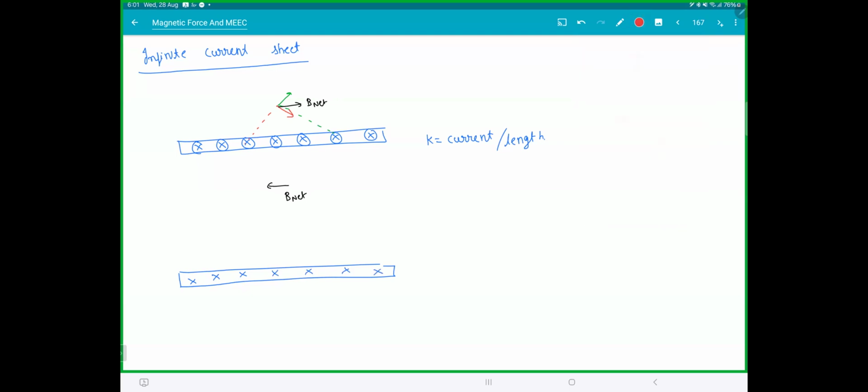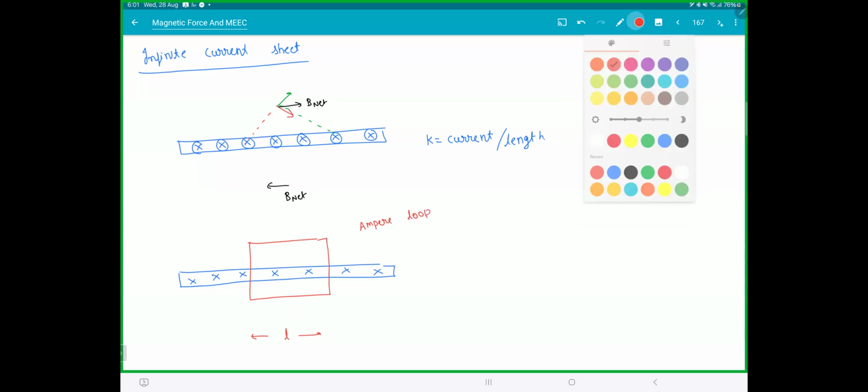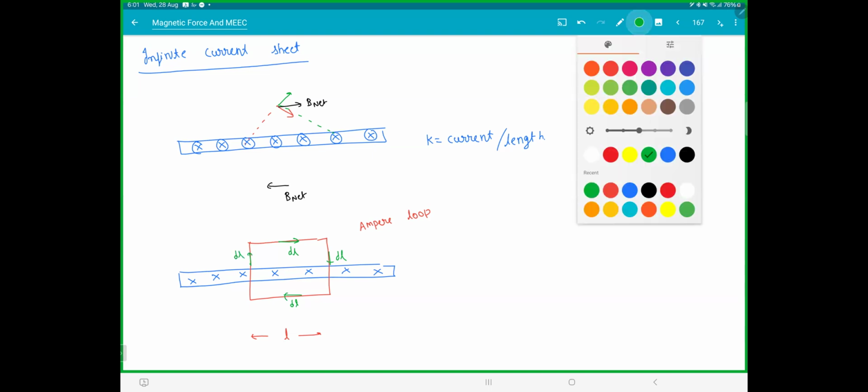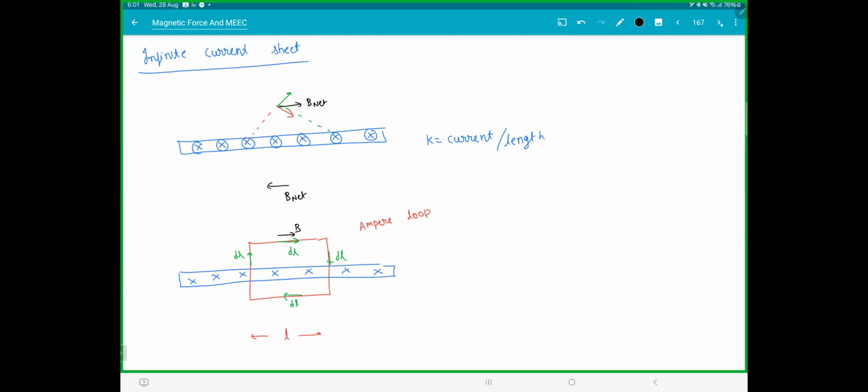Now consider an Ampere loop like this of length L. So here, this would be your dl, this would be dl, this would be dl, and this would be dl. And if you look at the magnetic field, here this would be B, here it would be B, here it would be B, and here it would be B. That means in the vertical wires, B dot dl will be 0. B dot dl will be only in the horizontal wires.